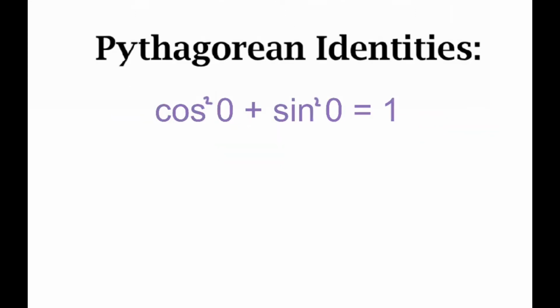This next one is called a Pythagorean identity, and this, I think, is probably the most important one to know besides the basic definitions of your trig ratios. This Pythagorean identity is going to come up a lot. There are a couple of other Pythagorean identities, but I don't feel like they're as important to know. This one is just super basic.